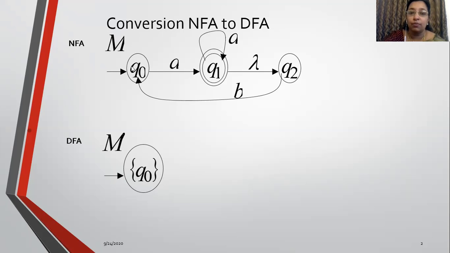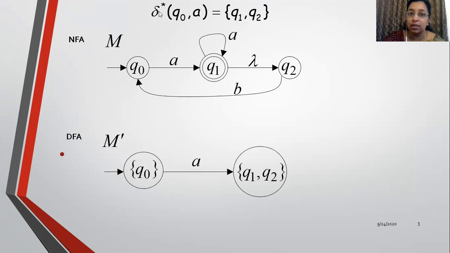So Q0 on A can lead to Q1, and by reading A lambda, it can reach Q2 also. The output of A would be Q1 and Q2. That is what we try to see here: you try to find the extended transition. Q0 on A leads to Q1 and Q2, so {Q1, Q2} becomes the next new state.